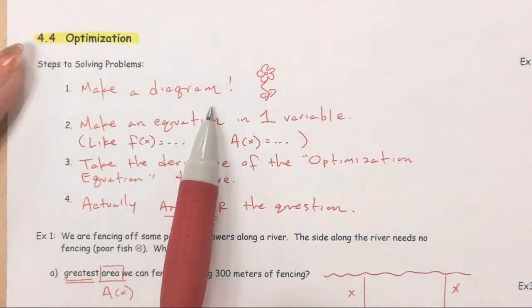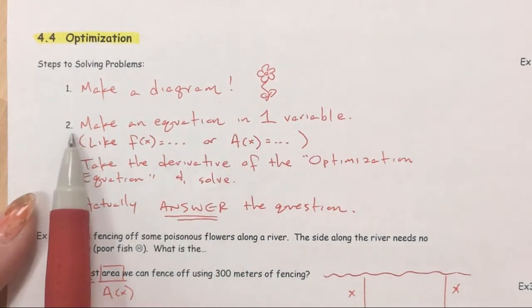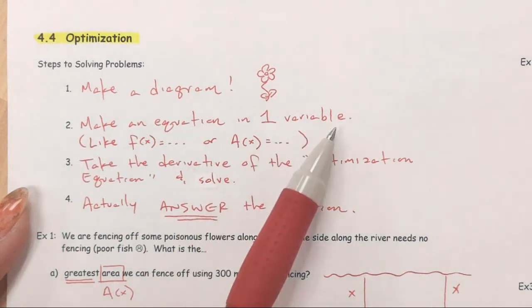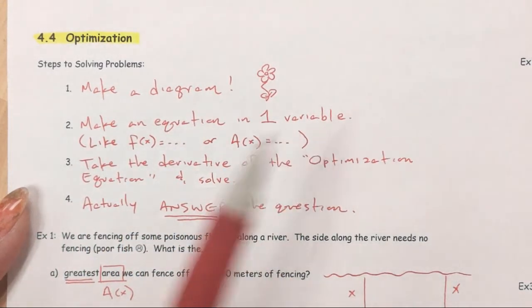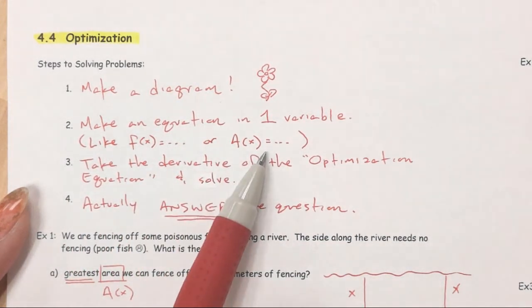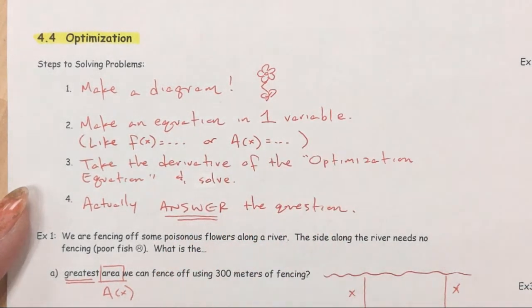Steps to solving problems. So the first one is you're going to draw a picture. You're always going to draw a picture, if possible, or you're going to label some things, okay? You'll see. And then number 2 is you're going to make an equation using one variable. So your equation is going to be like f of x equals or A of x equals, so like area, or it could be a perimeter equation, but you're going to use one variable, okay?